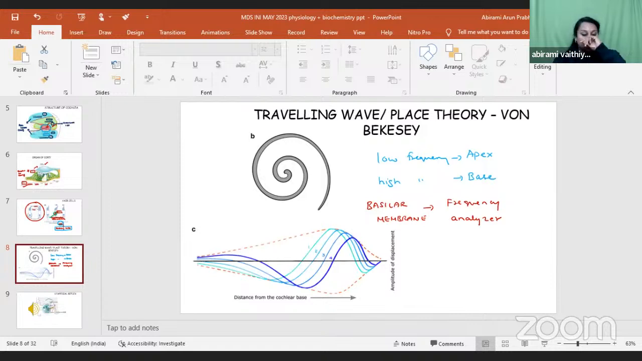So that is how the place theory or the traveling wave theory works. Low frequency sounds are going to the apex, high frequency they're coming to the base.